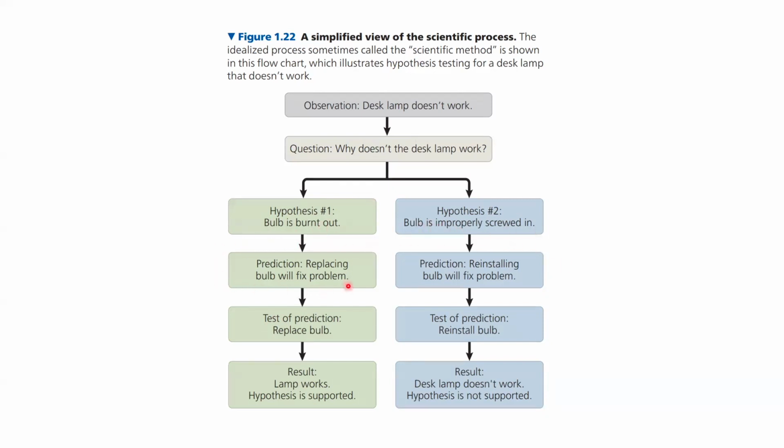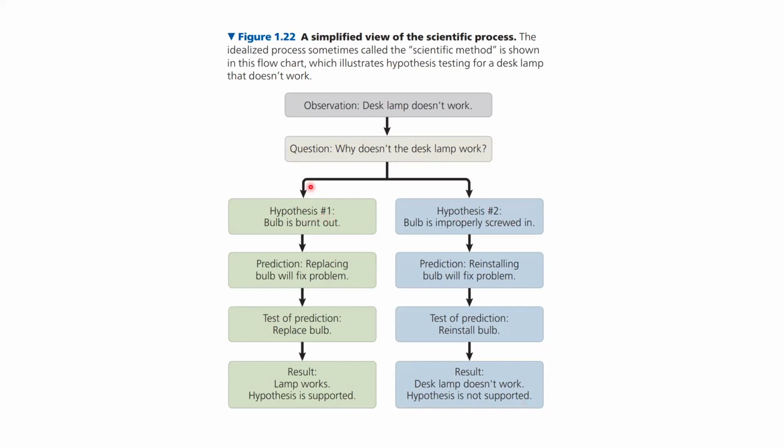And so as a result of the different hypotheses, hypothesis one and two, there are different predictions. And then we test those predictions. You have the two examples of testing predictions: replace the bulb, reinstall it, and then the results, as in from testing the predictions, what is the result? And then whether the hypothesis is supported or not supported, trying to get to the truth of what is the actual reality.